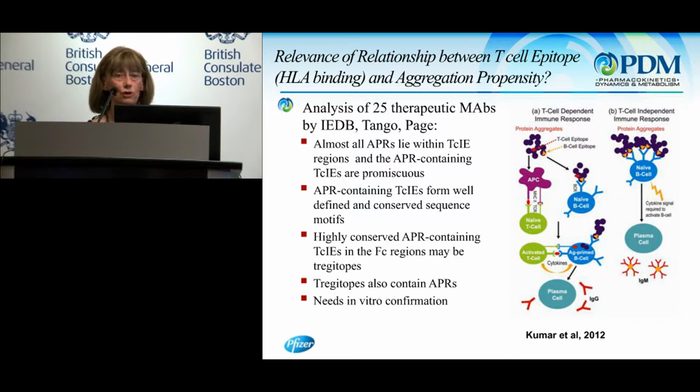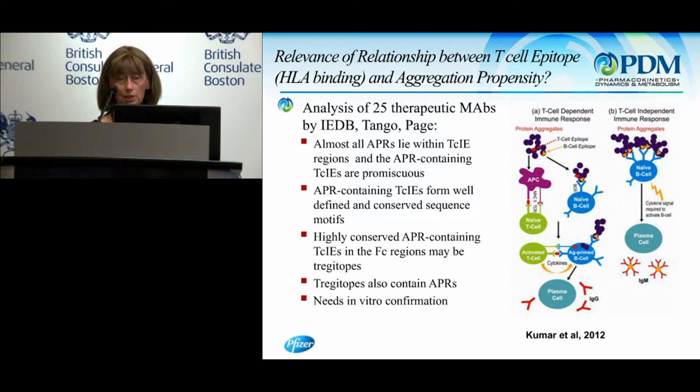And one of the things we're trying to decide within our own organization, and this has all been published, is what does this actually indicate to us? Is there something in common between aggregation-prone regions and T-cell epitopes? Is it a coincidence that maybe they're just hydrophobic regions, or is there some other reason that we're seeing this correlation?